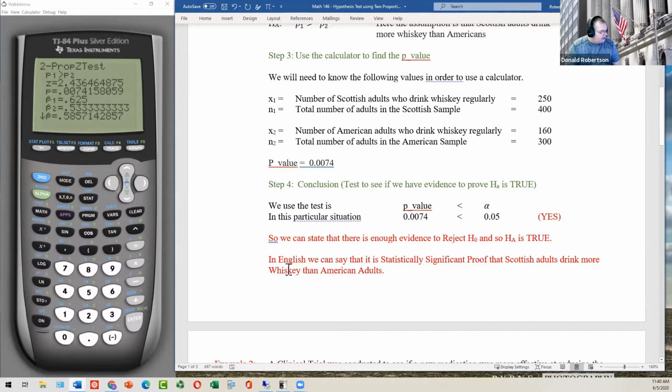And that means, in English, we can say quite confidently that this is statistically significant proof that Scottish people drink more whiskey than American people.